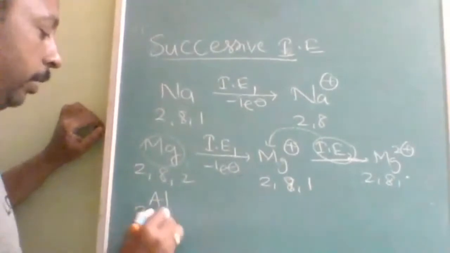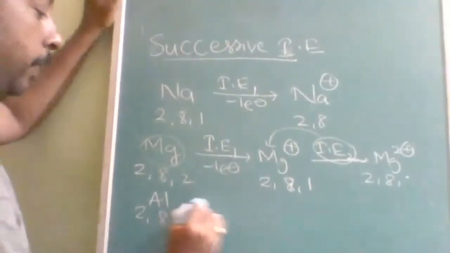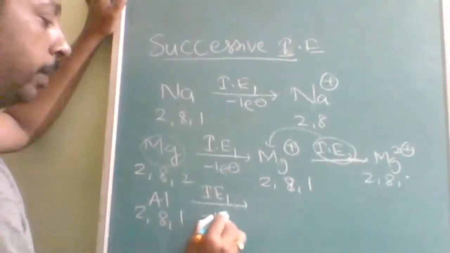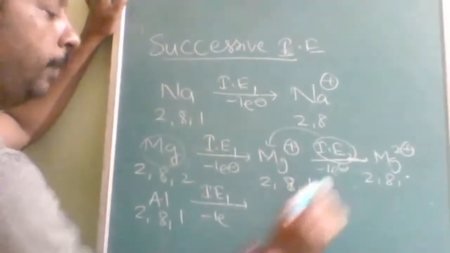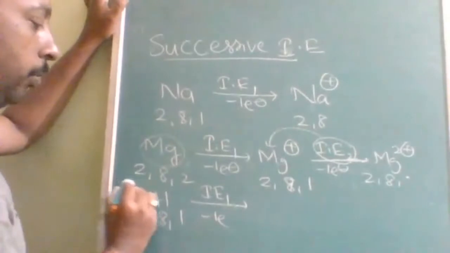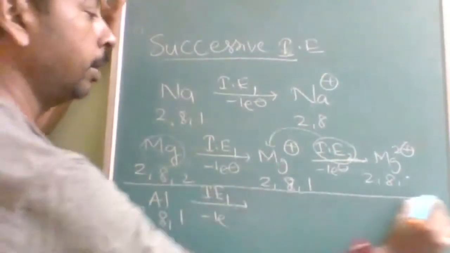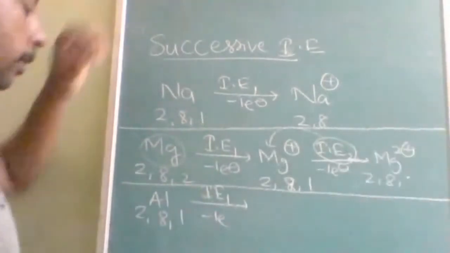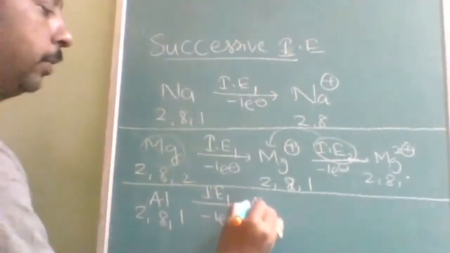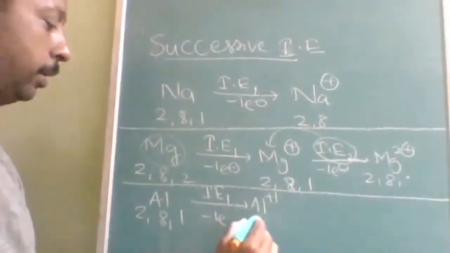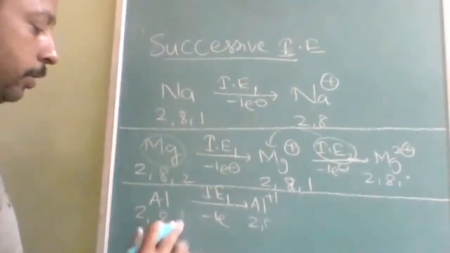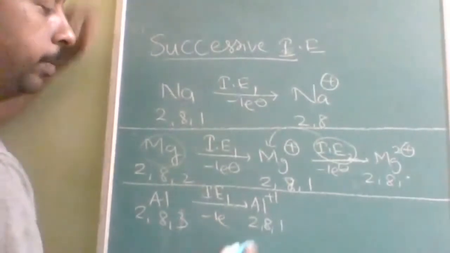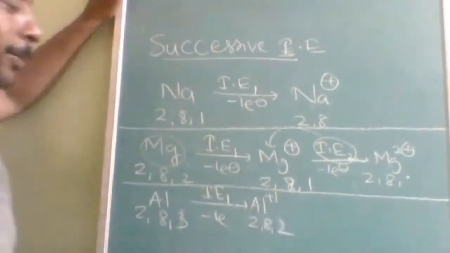Aluminium. Aluminium is 2, 8, 3. First, always remember IE1 is given to a neutral atom. IE2 is given to a unipositive ion. Okay. So it will form what? Aluminium plus 1, and 2, 8, 2. So is it stable?